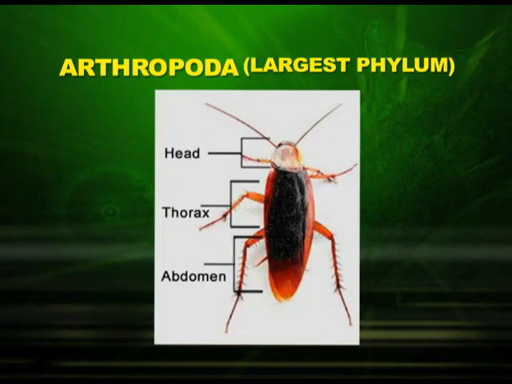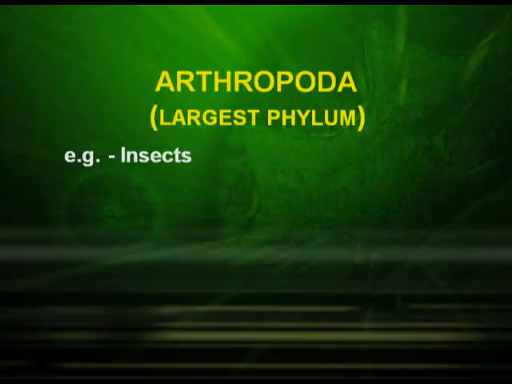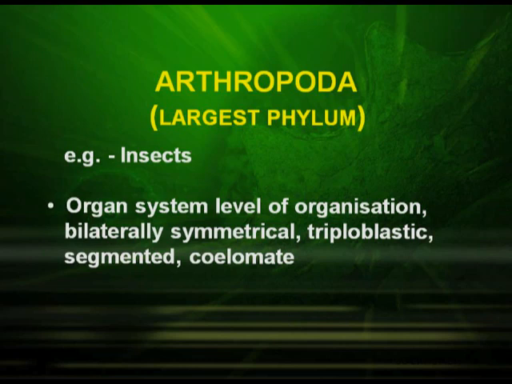The next phylum is Arthropoda. This is the largest phylum in animal kingdom. We find different forms of these Arthropoda. All the insects, they come under Arthropoda. They have organ system level of organization.